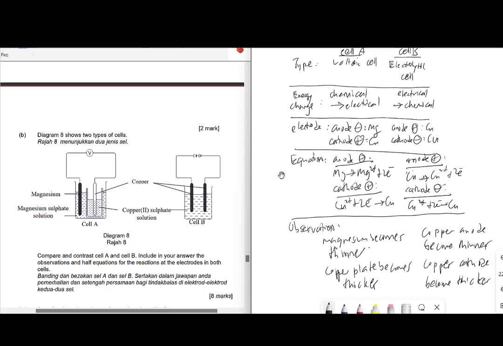Okay, we first explained the different types of cell and how the energy change is different and what sort of electrodes they are known as, and of course the underlying reactions, equations, together with the observations. All right, so overall with all this you should be able to get full marks for that.